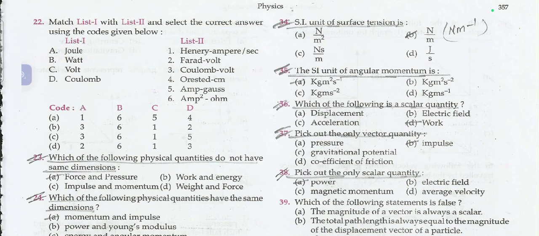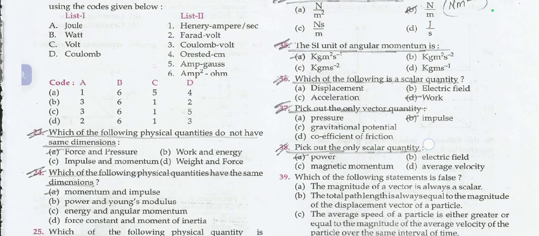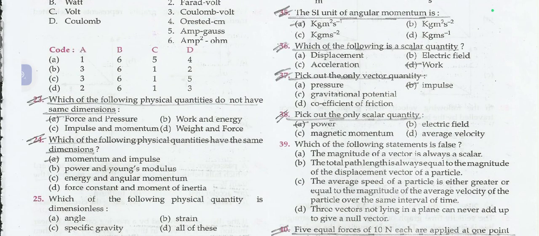Which of the following is a scalar quantity? Work. Pick out the only vector quantity. Impulse. Pick out the only scalar quantity. Power.